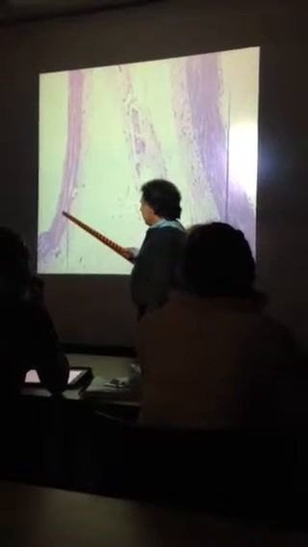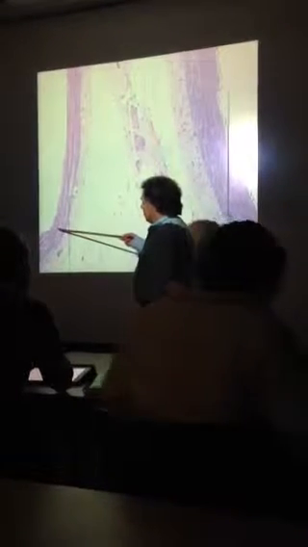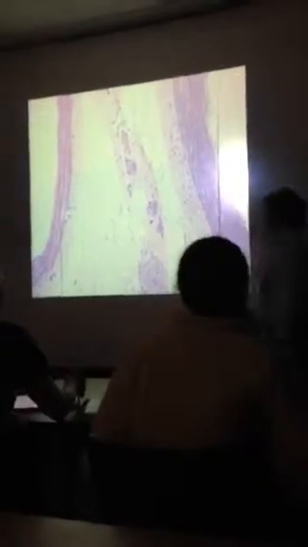What do you find here? It's smooth muscle and or elastic fibers, but in veins you don't have much of either. And then this is the tunica externa, which ends up being a loose connective tissue.